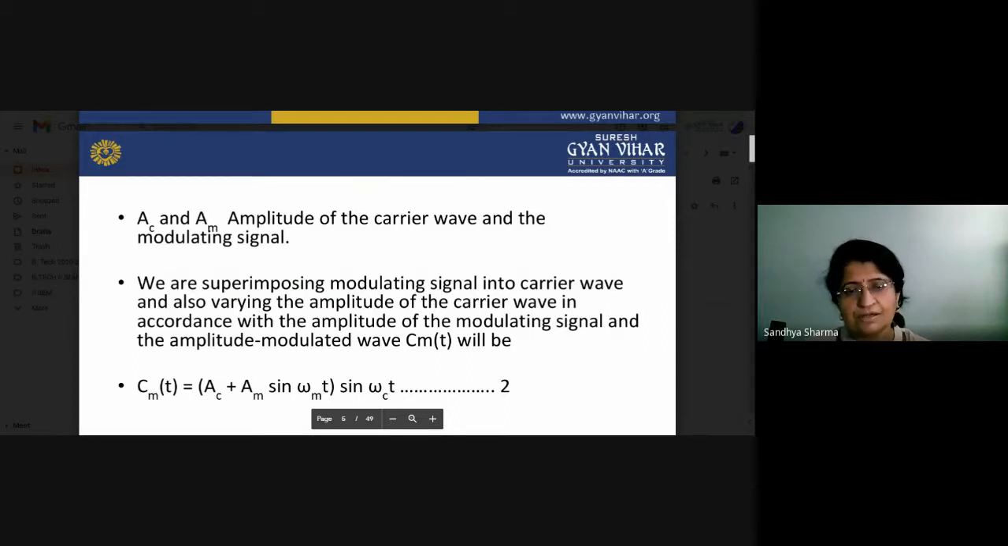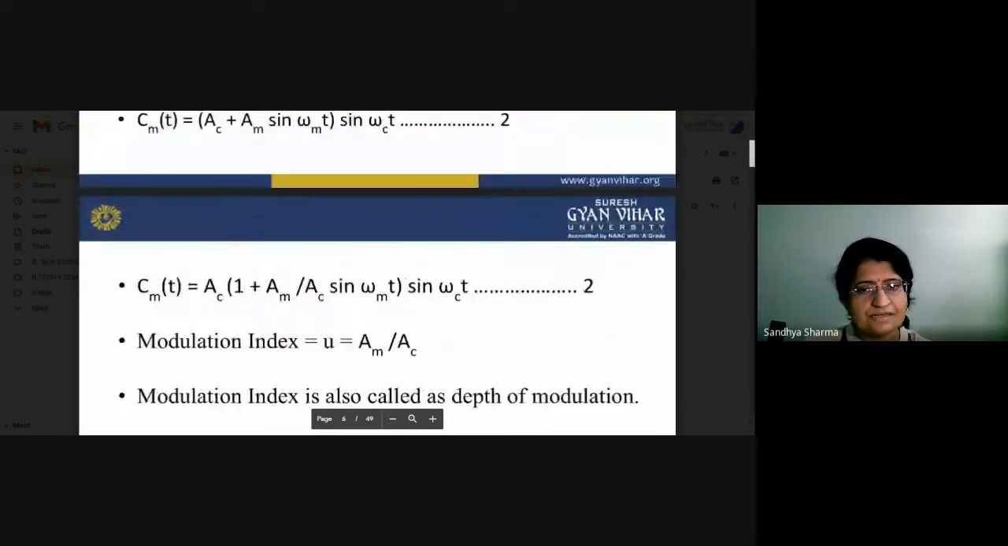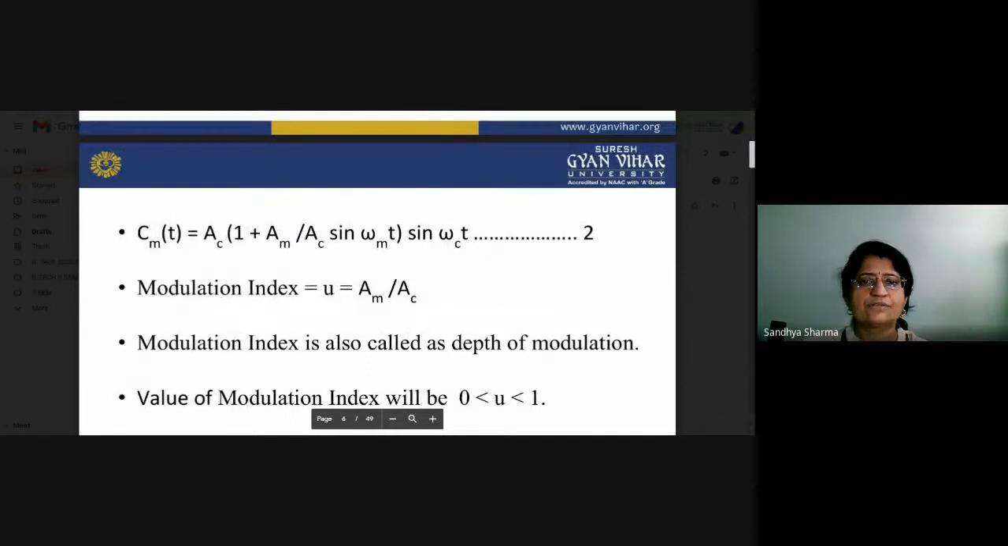Now we will classify this equation further. First, we will represent the equation in terms of the modulation index. The modulation index is the ratio of the maximum amplitude of your modulating signal to the maximum amplitude of the carrier, meaning Am upon Ac. It is also called the depth of modulation.